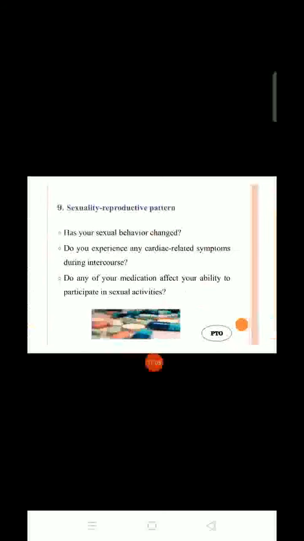Next, sexuality and reproductive pattern. Has your sexual behavior changed? In this we have to ask whether sexual behavior has changed. Do you experience any cardiac related symptoms during intercourse? Does any medication you are taking affect your ability to participate in sexual activities?